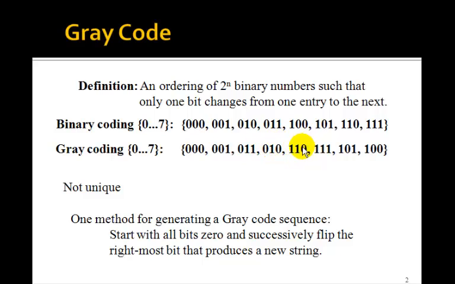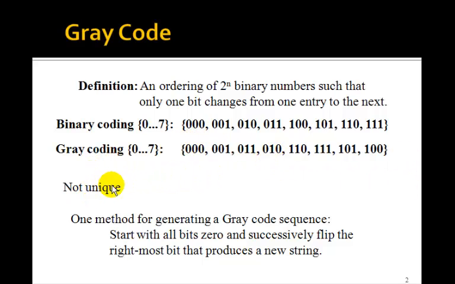Then going from here to here, this leftmost bit changes. Going from here to here, the 0 becomes a 1. Here to here, this 1 becomes a 0. Here to here, this 1 becomes a 0. So that's what a gray code is.